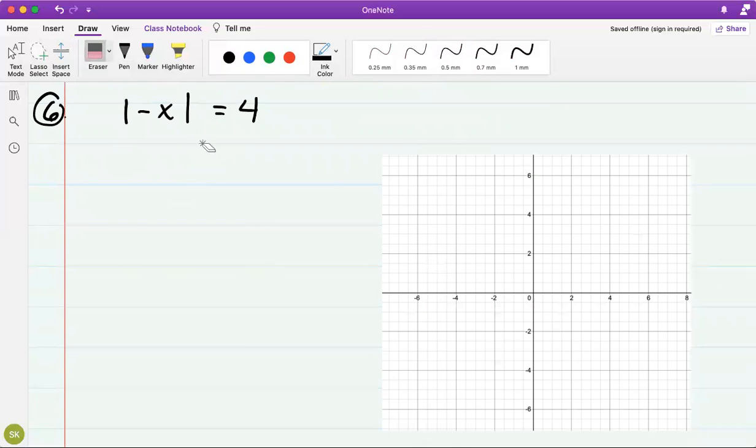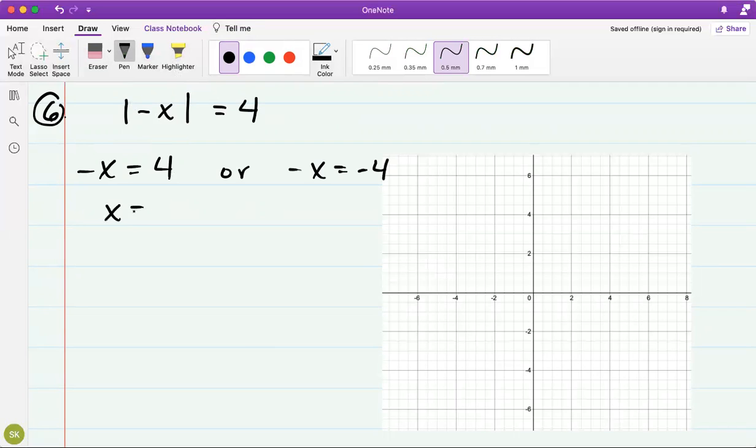Here's problem 6. It says the absolute value of -x is 4. Let's solve it. Because we have the absolute value isolated, we can say -x is equal to 4 or -x is equal to -4. Don't let this negative confuse you on the inside. It's on the inside, so we're just going to do the same thing. Whatever we see inside the absolute value, we set it equal to this and also to the negative of it. So solve for x, you get x is -4 or x is 4.